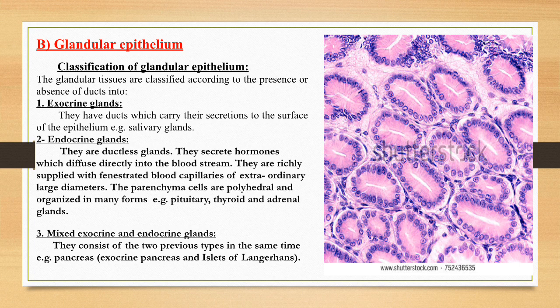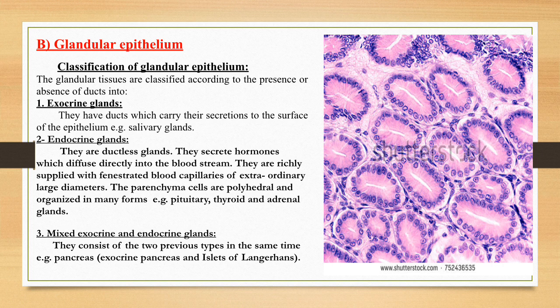Endocrine glands are ductless glands. They secrete hormones which diffuse directly into the bloodstream. They are richly supplied with fenestrated blood capillaries of extraordinary large diameter. The parenchyma cells are polyhedral and organized in many forms, as in pituitary, thyroid, and adrenal glands.